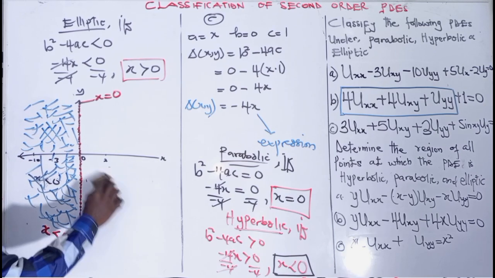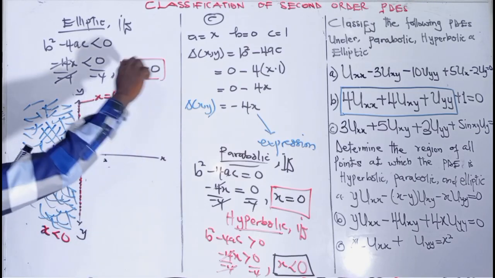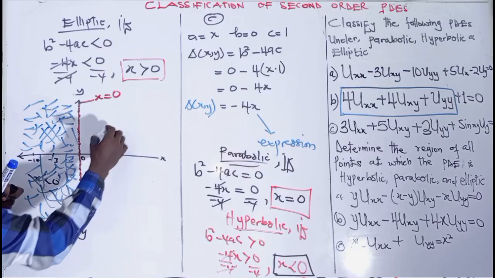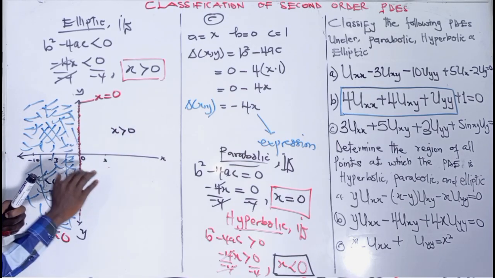So we are done with this part. Let's move on to the elliptic. So the elliptic inequality says that x is greater than 0. So we have x is greater than 0. So we are going to test to see if this is actually true with points.